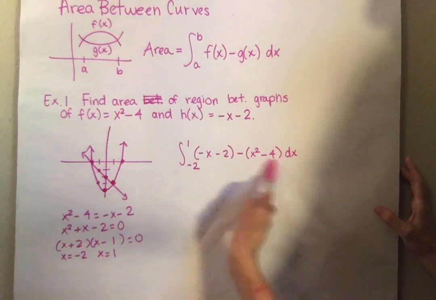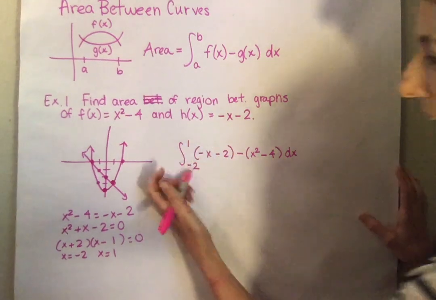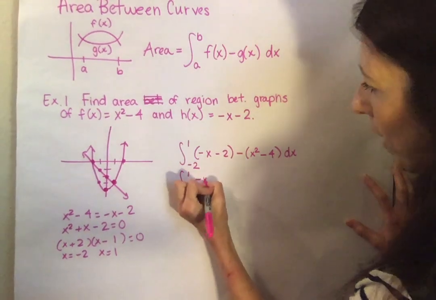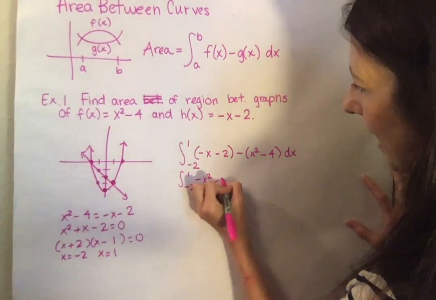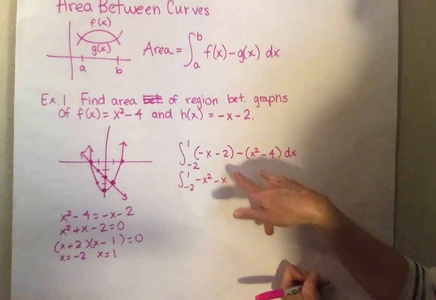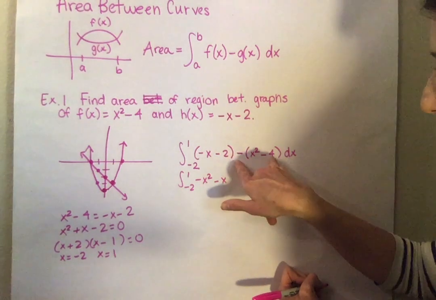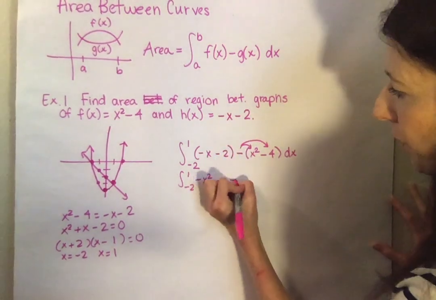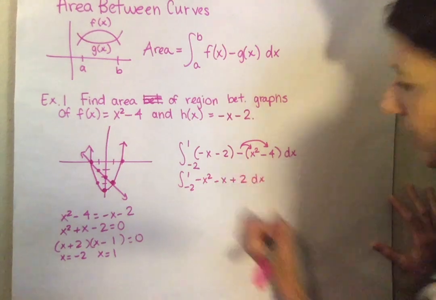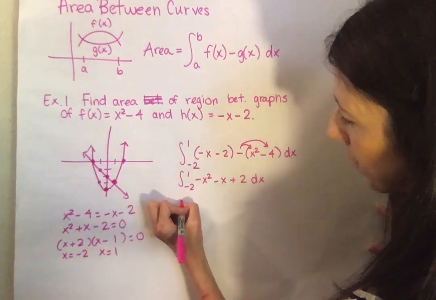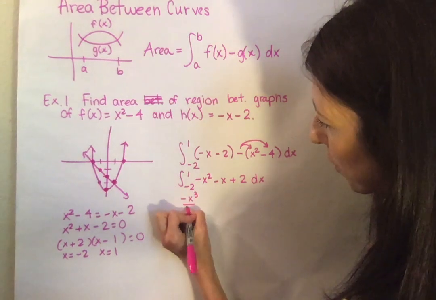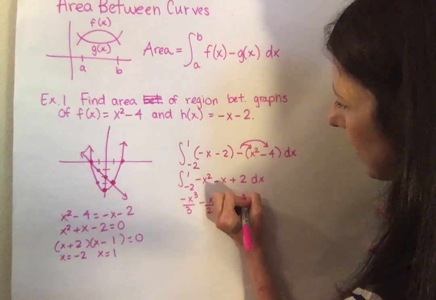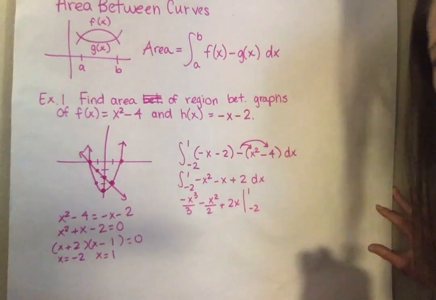So let's go ahead and first simplify this integrand, and then we'll integrate. Let's just combine like terms. So we have a negative x squared minus x, minus 2, and then plus 4, because this negative would distribute back here. Don't forget to distribute it to everything in the last set of parentheses. So we get a plus 2 and then dx. Integrating using the power rule, we get negative x cubed over 3 minus x squared over 2 plus 2x. And then we're going to input our limits.